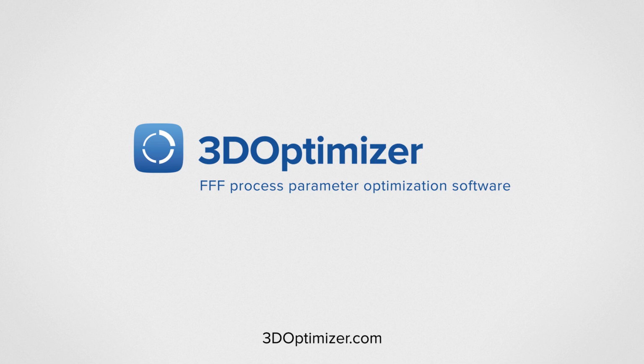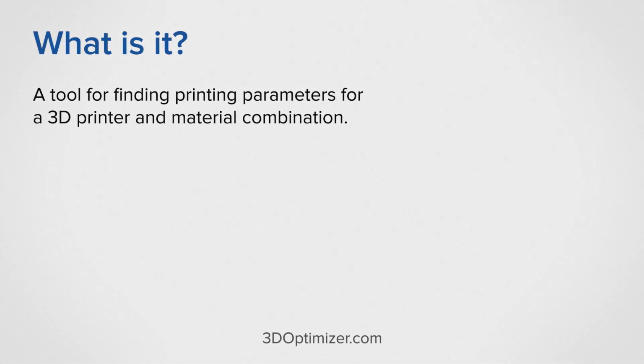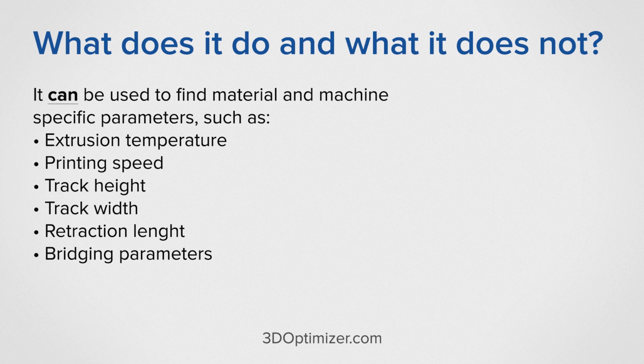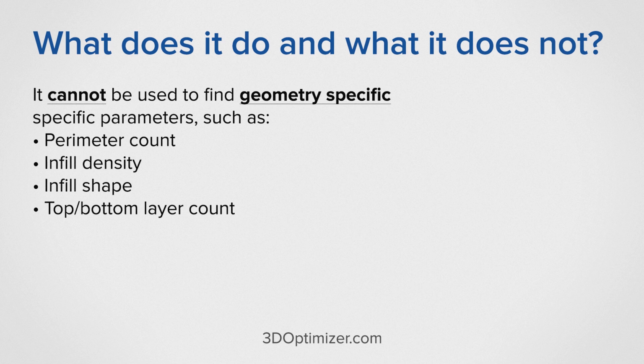In this video, I'm going to explain what 3DOptimizer is, what it does, and what it doesn't do. 3DOptimizer is a tool for finding a machine and material specific set of printing parameters such as processing temperature and printing speed, which are the most optimal for a certain machine and material combination. 3DOptimizer does not help finding geometry-specific parameters such as infill density and shape, parameter count, etc.